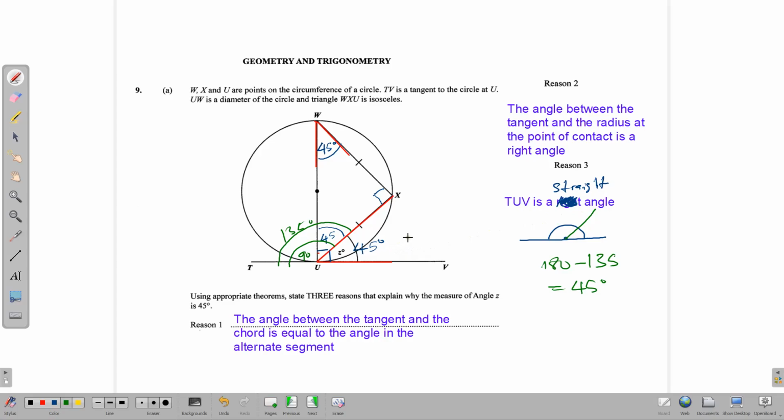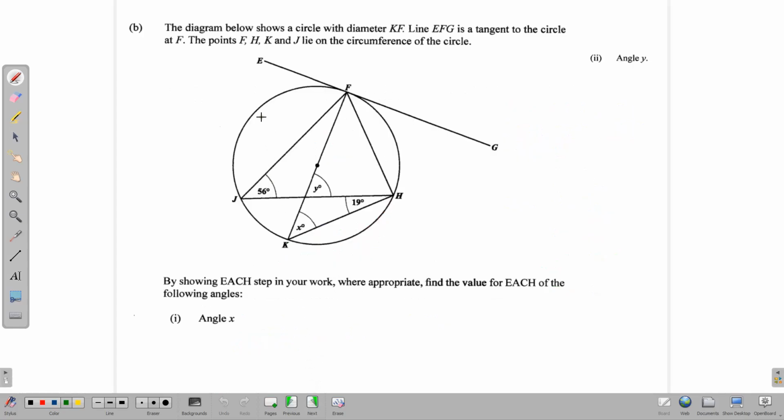There may be other reasons, and you can suggest those in the comments if you have other reasons that you think are worthy. I will surely pay attention to them, and we can share those with others as well. So those are three possible reasons that this angle here is 45 degrees. Let's look at the next part of the question.